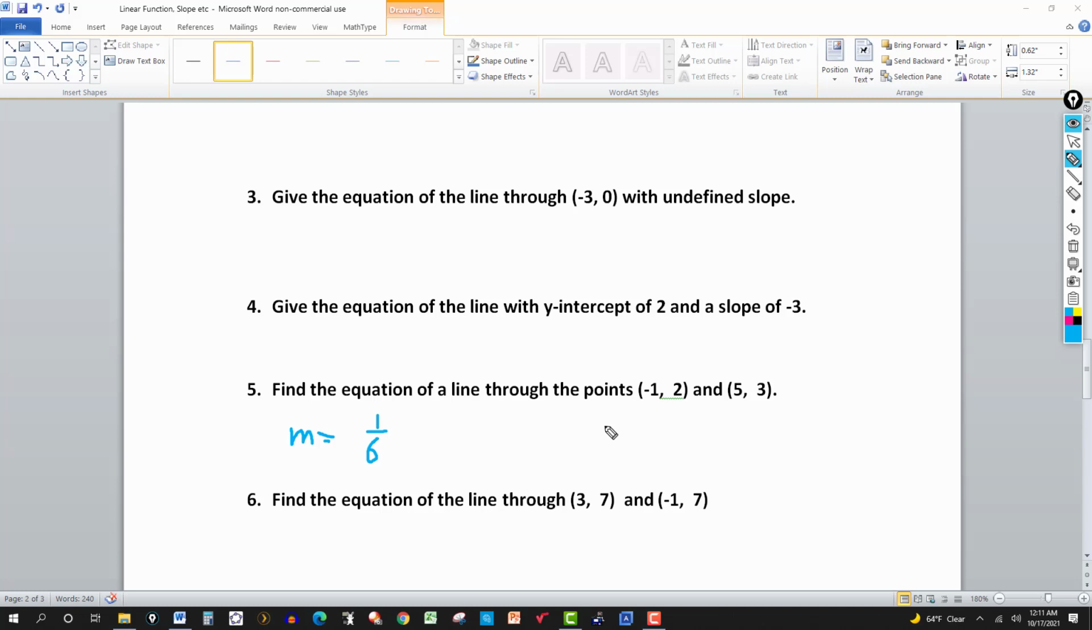To complete it, you look at the formula. It's y minus... You can use either point here to get the equation. So you can say, okay, y minus 3, let's use the second point, is equal to the slope, which is 1/6, and then x minus 5.